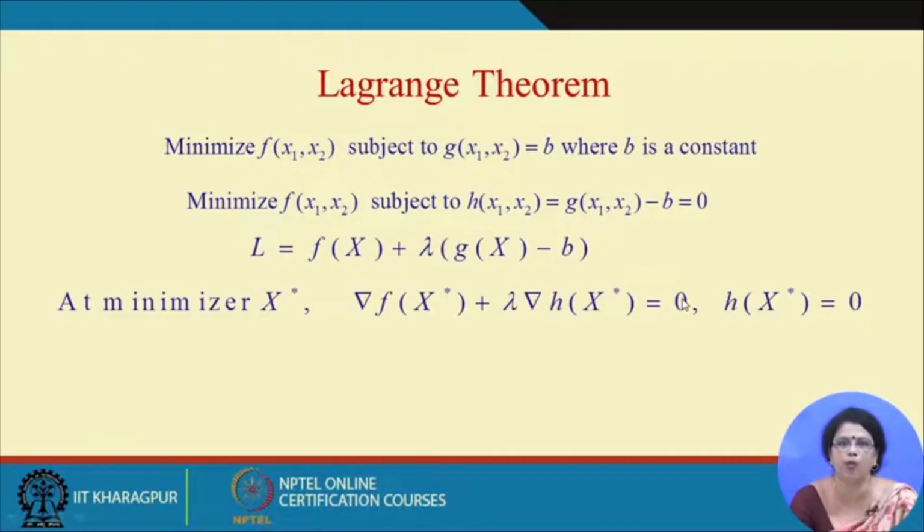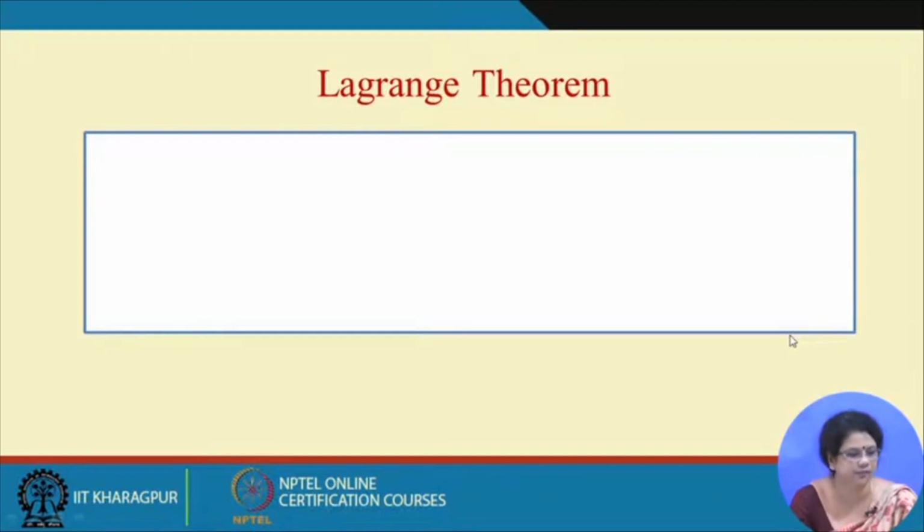That is why if we formulate a Lagrange function L in this way, we can say that at the minimum point the necessary condition is that grad of f plus lambda into grad of h at x star, where x star is the minimizer of the optimization problem, is equal to 0. Not only that, we have to introduce information about h as well. That is why h(x star) must be equal to 0. That has to be included.